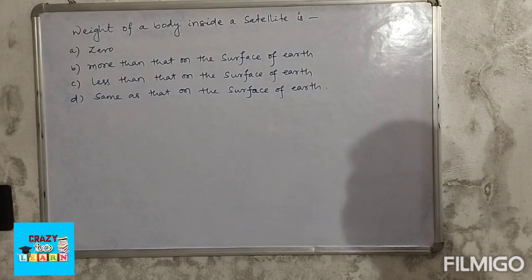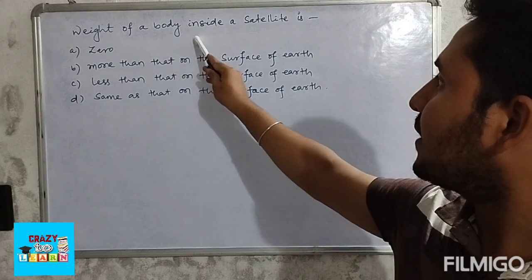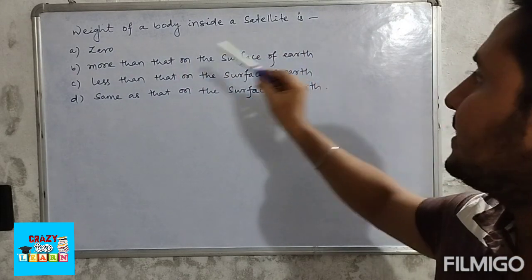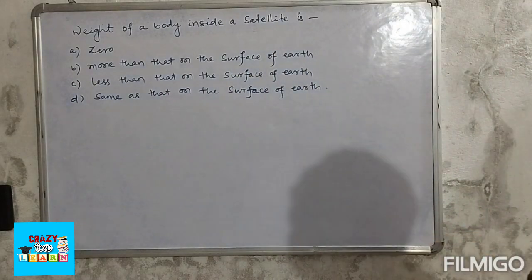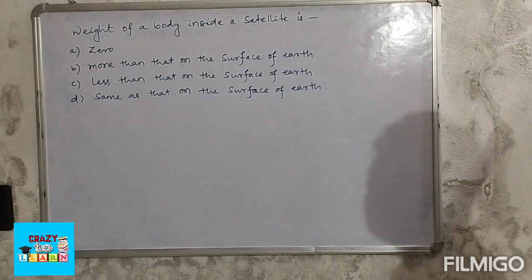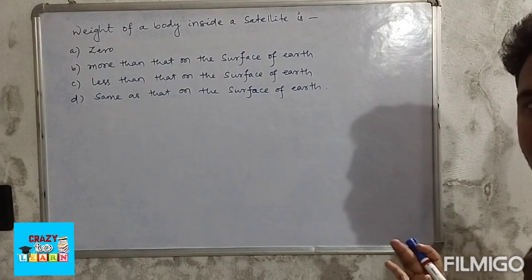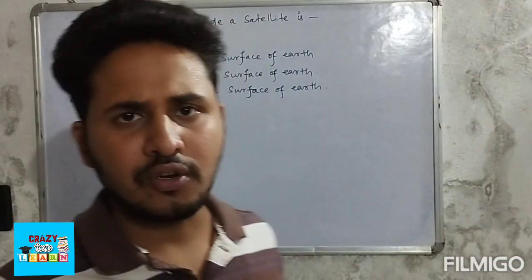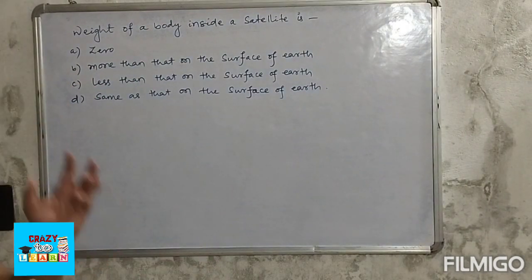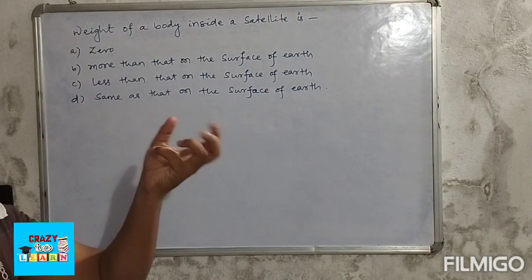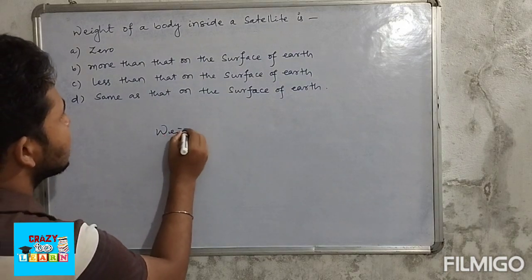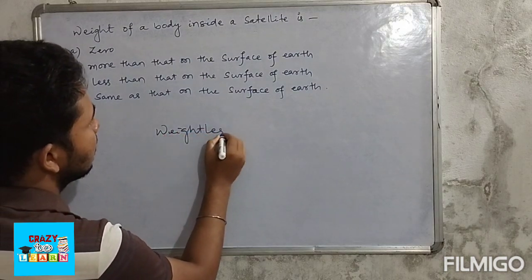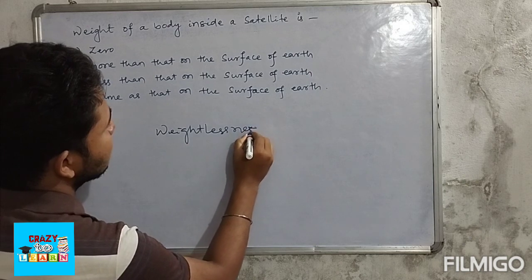Our next question is: the weight of a body inside a satellite is 0, more than that on the surface of earth, less than that on the surface of earth, or same as that on the surface of earth. It is a very simple question, more explanation not needed, because we know that when a body is inside a satellite, it is the condition of weightlessness.